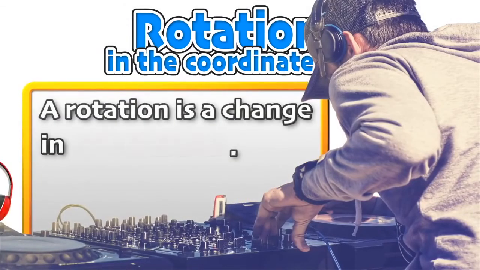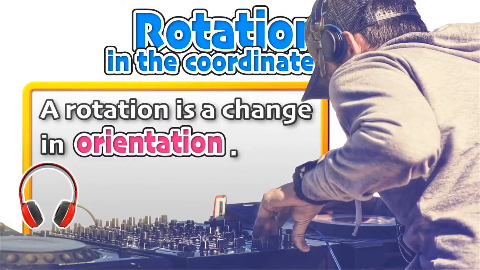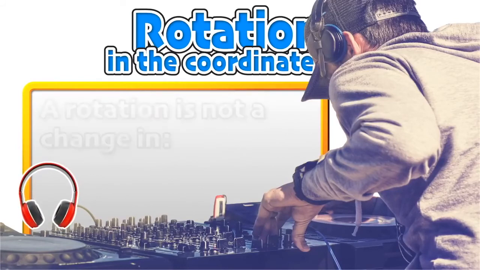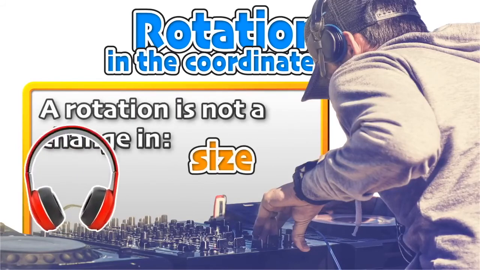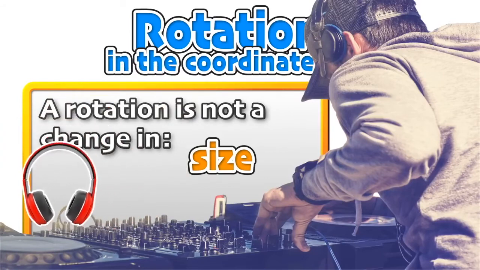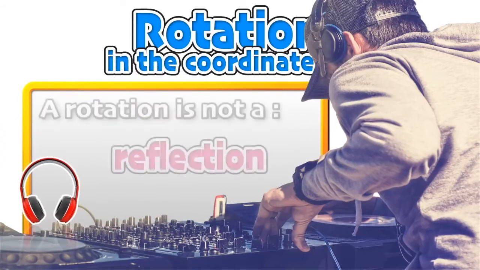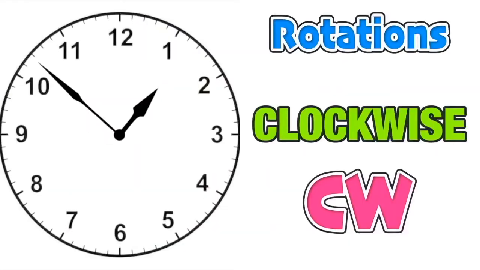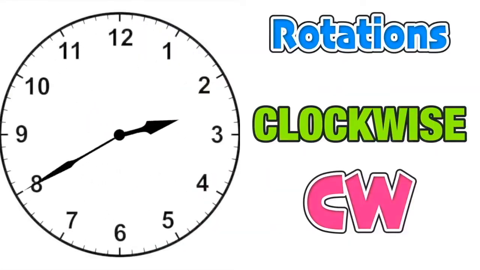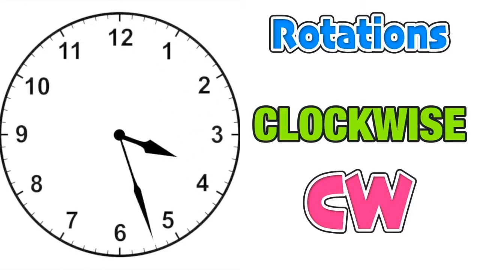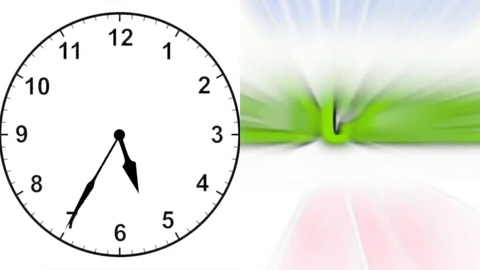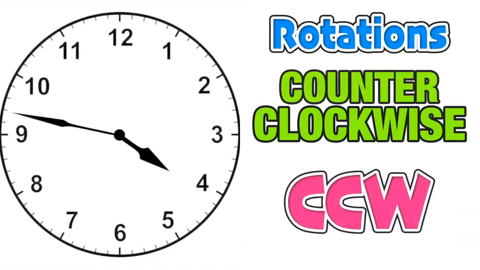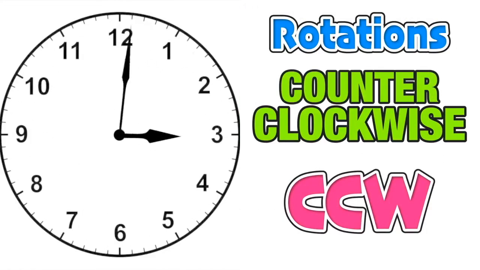In geometry, we call a rotation a change in orientation. Note that a rotation is not a change in size, and that rotation should not be confused with reflections. Now we are going to reference 2 directions for rotations. Clockwise rotations move the same way that the clock does, and counterclockwise rotations just move in the opposite direction that the hand of a clock would normally move.